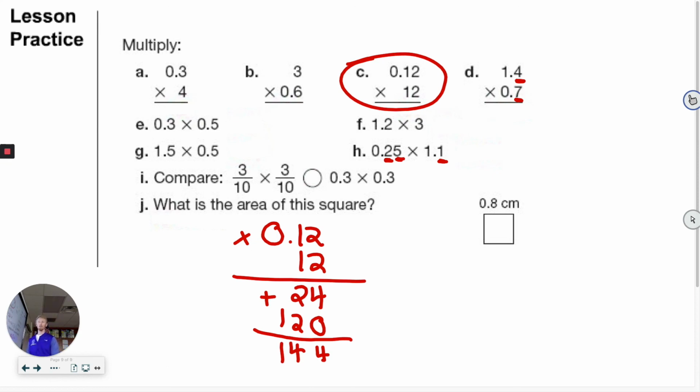How many decimal spaces did I have? I had 1, 2 numbers in the decimal space. So my answer needs 2 decimals. So I'm going to put my decimal spot right there, because then I have my 2 decimals in my answer, 1.44. This is a kind of a tricky concept.